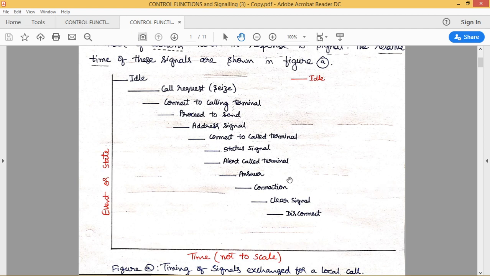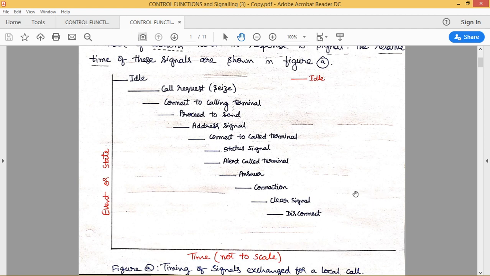Once the conversation is complete, the calling person may replace his handset. Once he replaces his handset, a clear signal is sent to the exchange. That is what the clear signal is. Of course, the forward clear signal will be given to the called customer.